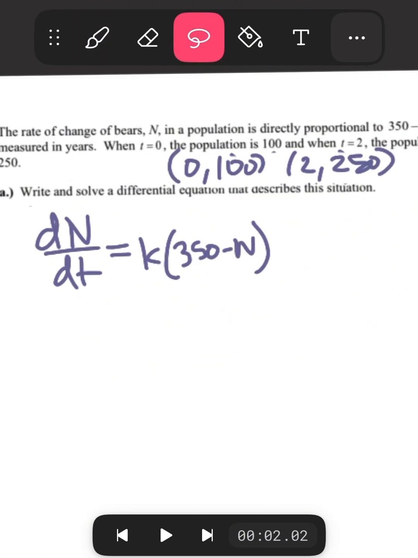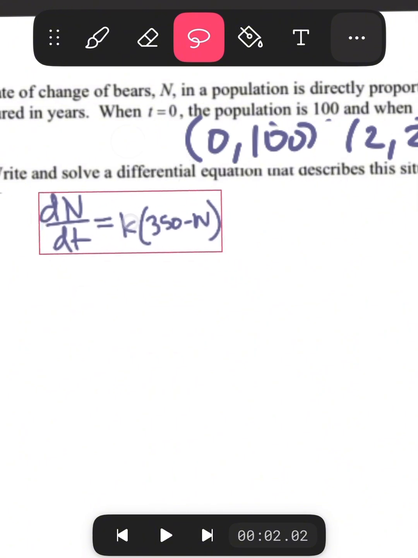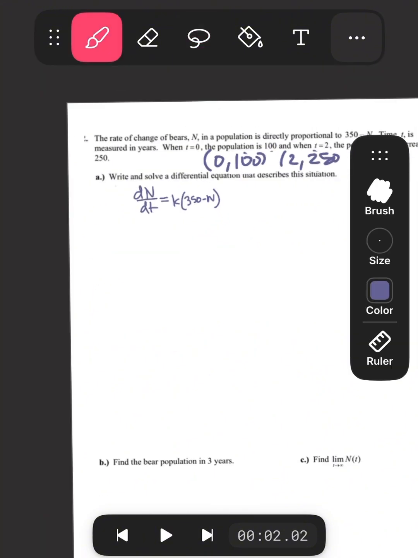All right, I'm going to make this out of my way. It's too big. We're going to have to do a lot of math on this one. Alrighty.